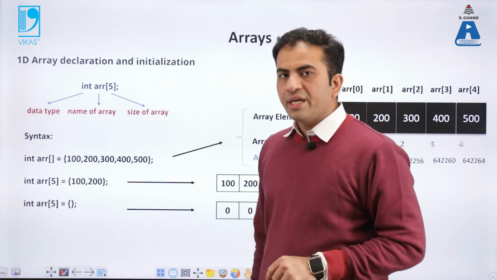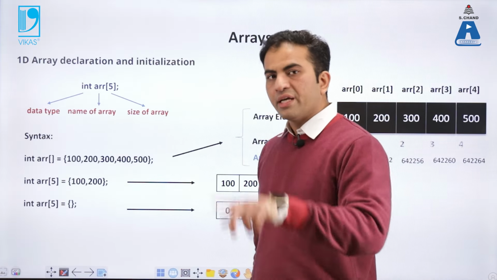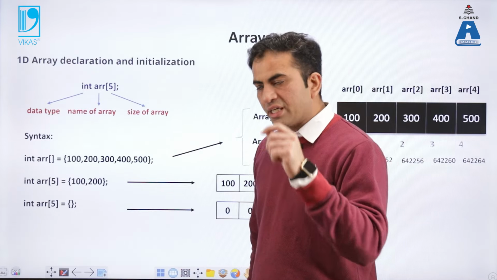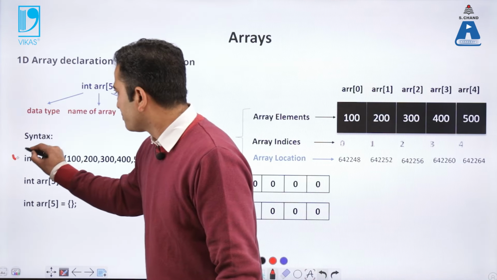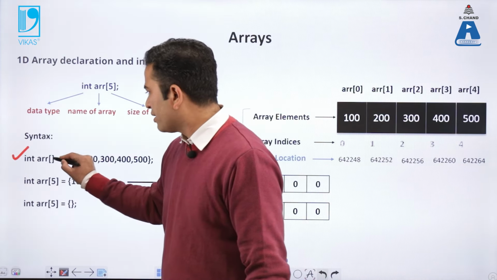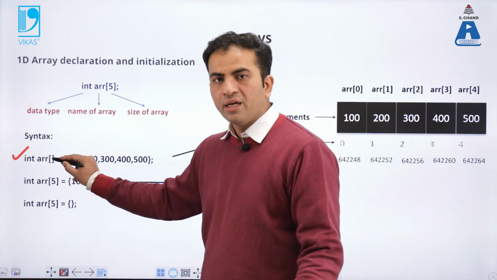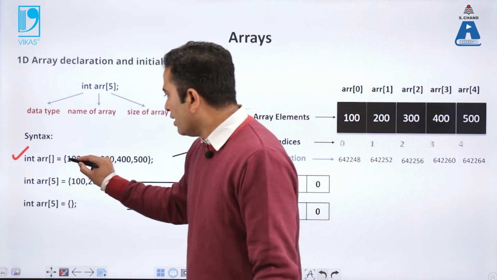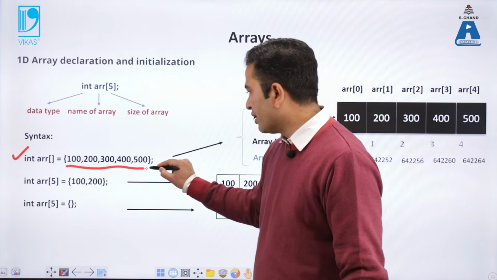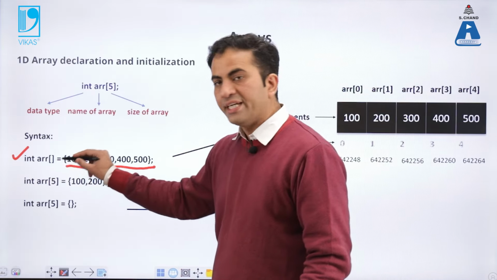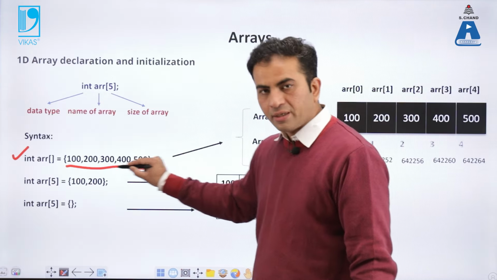In the previous slide, we studied how to declare the arrays. Now in this slide we will study how to initialize the arrays. There are different concepts to initialize the arrays. One is int ARR, then square brackets open and close, and we are not writing any number here. The meaning of this is, in the curly braces, whatever integer type numbers you are saving, it will automatically take the size depending on these input numbers.